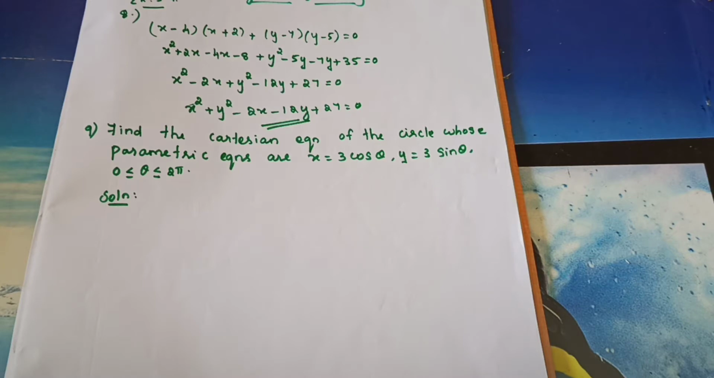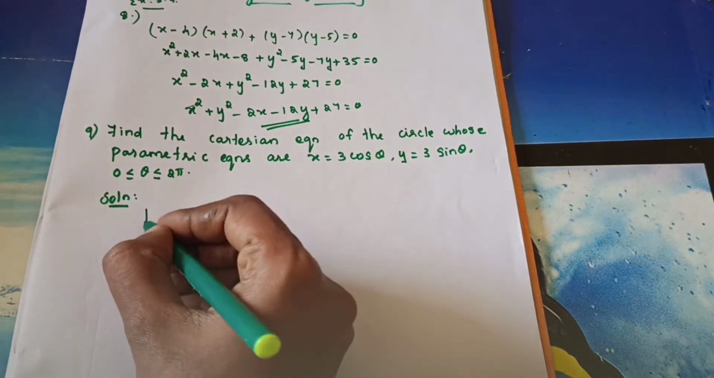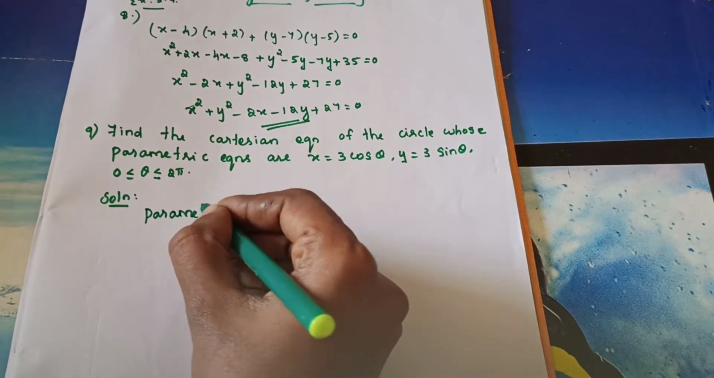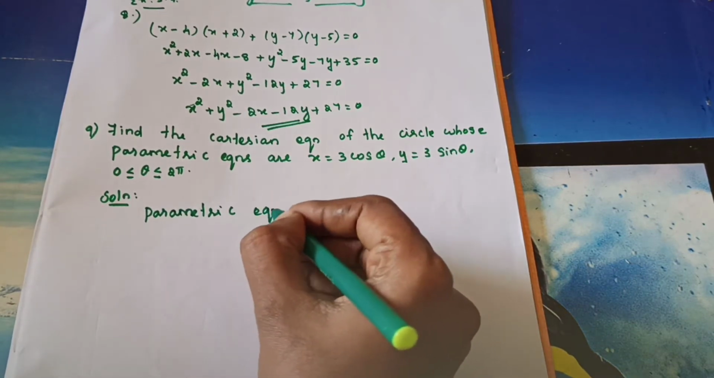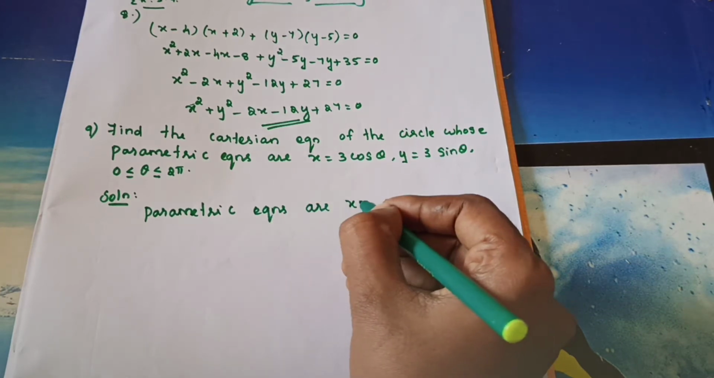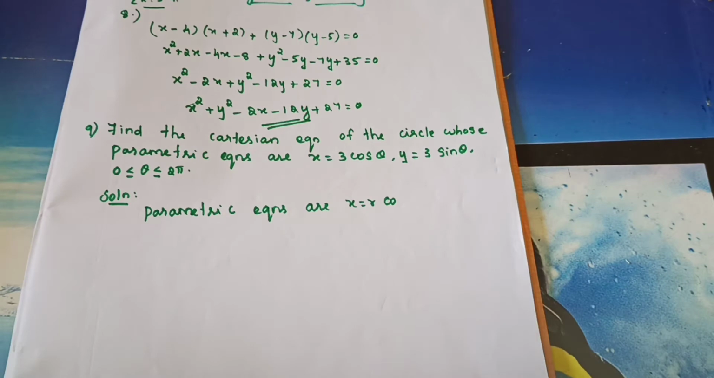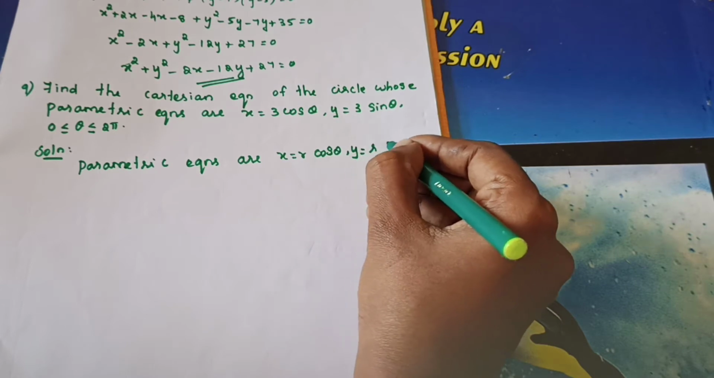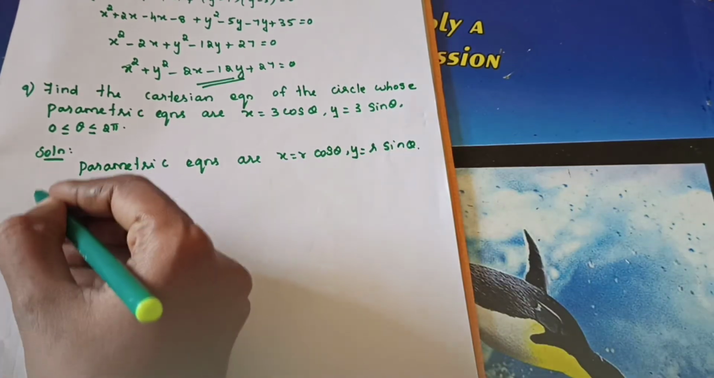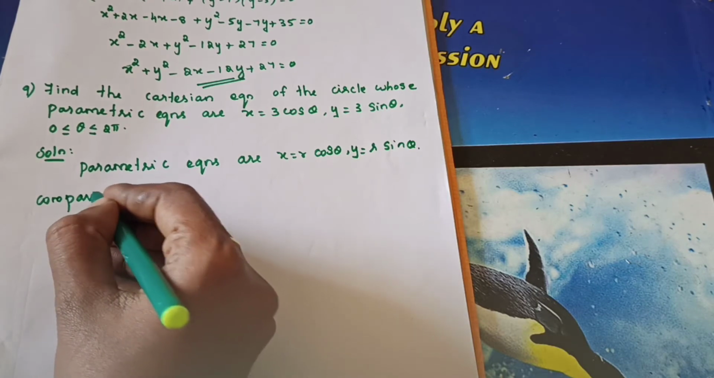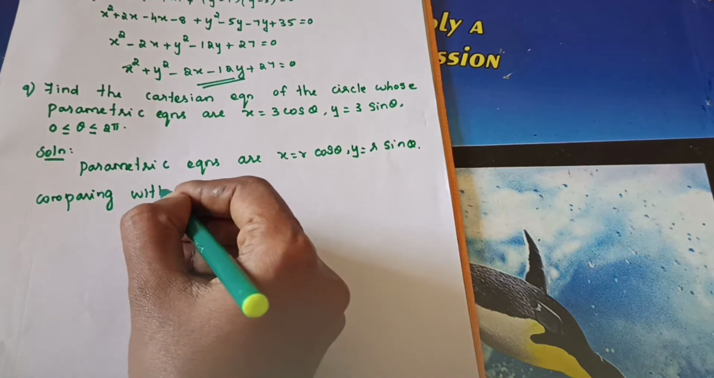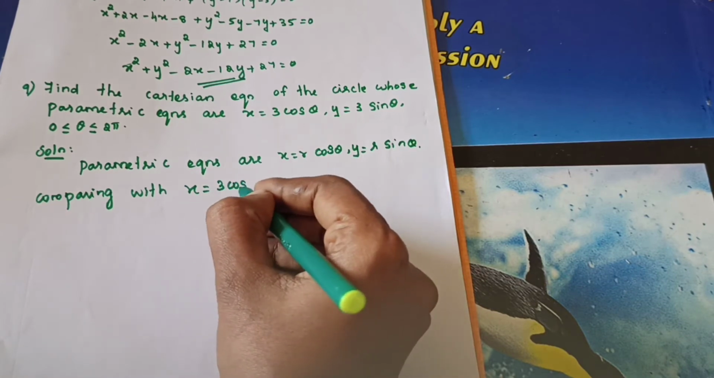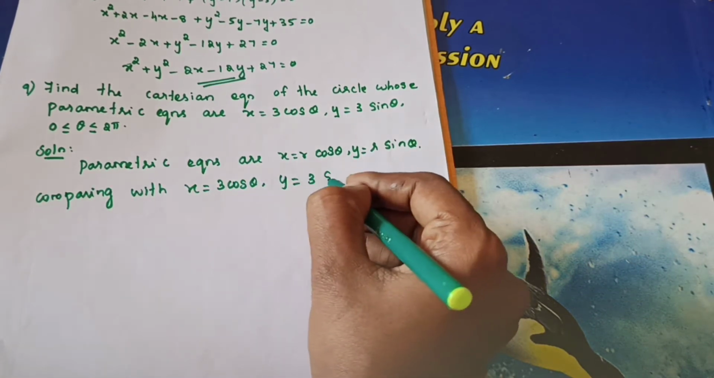Okay. Find the Cartesian equation. What's the Cartesian equation of the circle? It means x square plus y square is equal to r square. So first I am writing the parametric equations. What are the parametric equations? X equal to r cos theta, then y is equal to r sin theta. These are the two parametric equations. We are going to compare with the given equations: x equal to 3 cos theta, and y is equal to 3 sin theta.